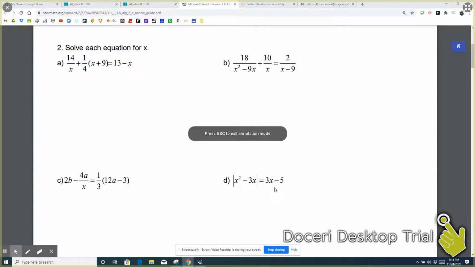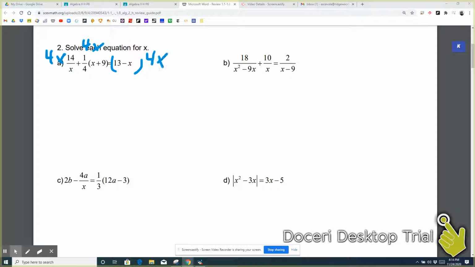All right, for 2a, we need to solve this rational equation. So we're going to multiply everything by the least common denominator. So that would be 4x, because the only two denominators are x and 4. So I'm going to multiply the first term by 4x, the second term by 4x, and then this term by 4x. So the x's will cancel out here.